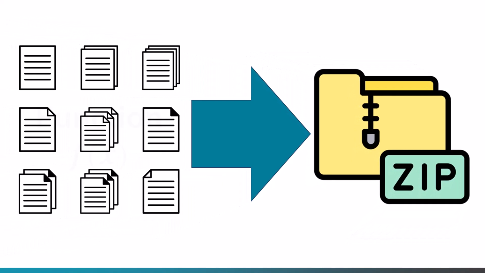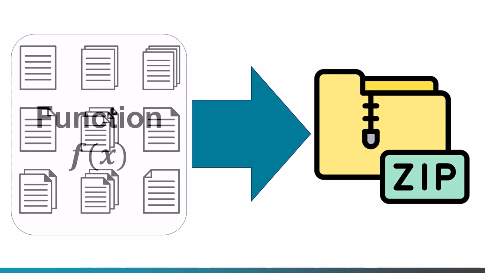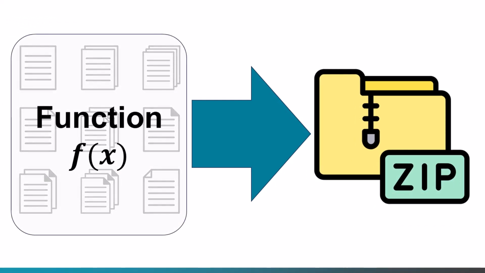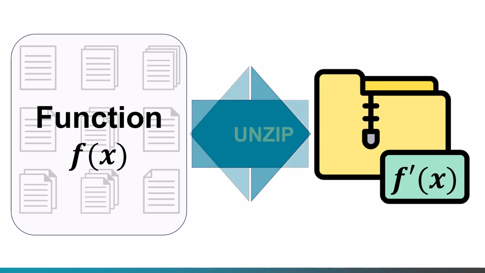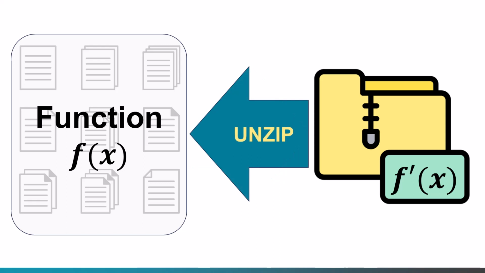Suppose we think of the original data as if it were some type of function. When we zip the data, we are changing it into something else. Think of zipping the data as the differentiation process, and the reduced compressed file as the derivative. All information about the original function is contained in the derivative. And just like we can unzip a file to restore the original data, we can reverse the derivative process to find the original function. This process is known as antidifferentiation.